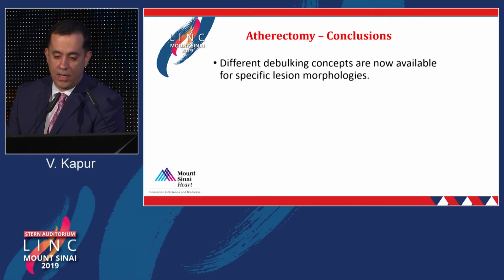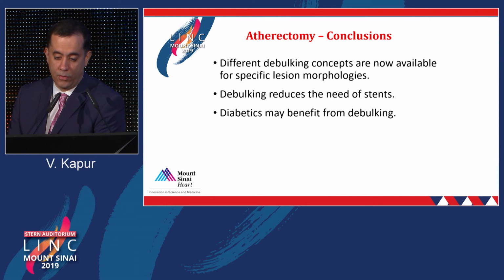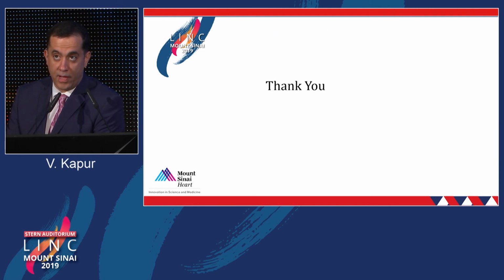In conclusion, differential debulking concepts are now available for specific lesion morphologies. It reduces the need for stents. If you do a good atherectomy and balloon angioplasty, sometimes you can get away without stent placement, especially for people here at Sinai. We believe in nothing left behind, so we want to try to avoid stents if you don't have to. It may be beneficial in diabetics, and it also might help in local delivery of drug technology, especially in future endovascular treatment.